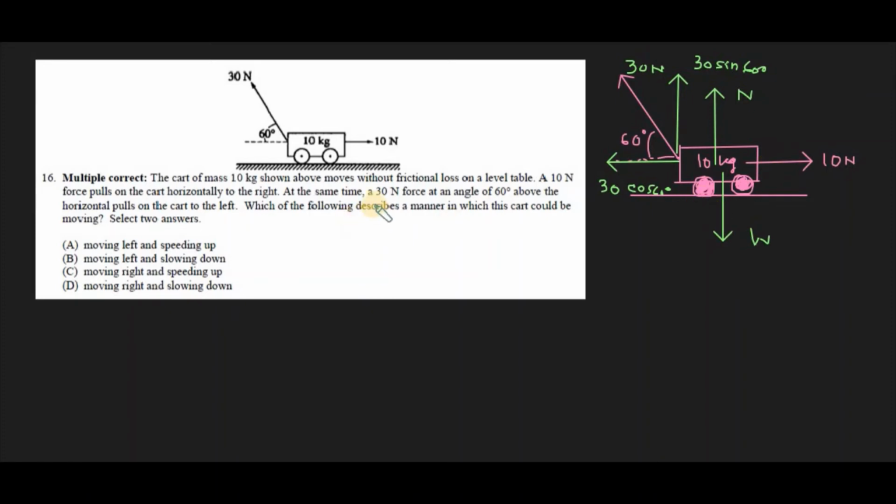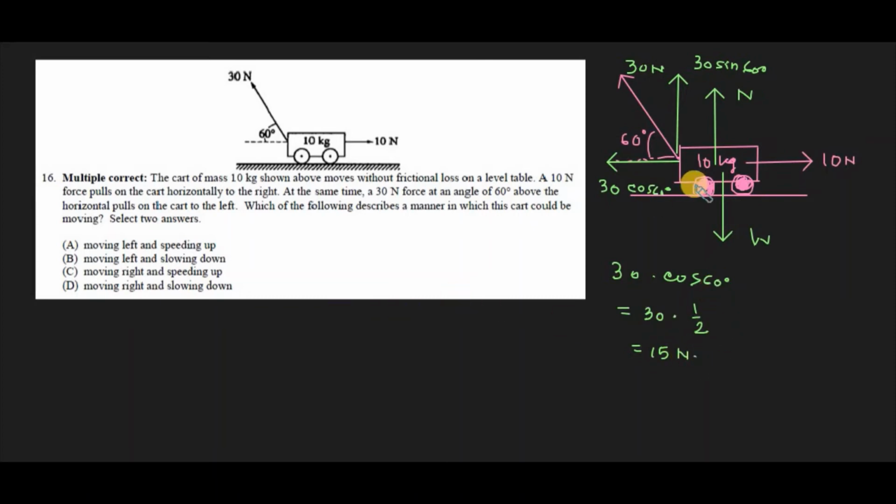Now since the frictional force is 0, because there is no friction on the surface, we can focus only on the horizontal direction. Along the horizontal direction, on the right-hand side the force is 10 Newton. On the left-hand side the force exerted is 30 times cosine 60 degrees, and cosine 60 is 0.5, that is half. So we'll be getting 15 Newton.